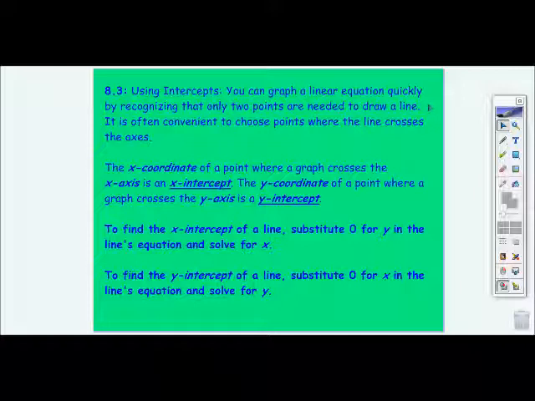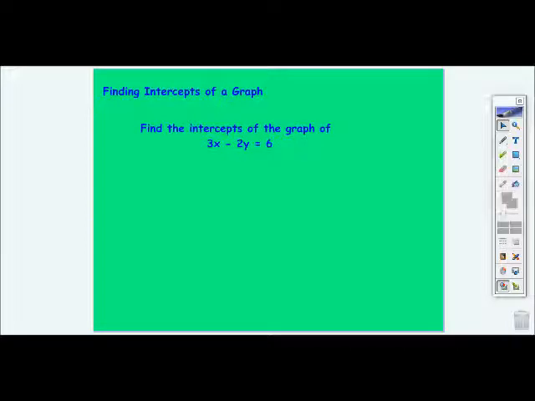The x-coordinate of a point where a graph crosses the x-axis is called the x-intercept. The y-coordinate would be the same thing and called the y-intercept. To find the x-intercept of a line, you would substitute 0 for y in the line's equation and then solve for x. You will do the opposite process to find the y-intercept, substituting 0 in for the x value. So let's go ahead and try this method.